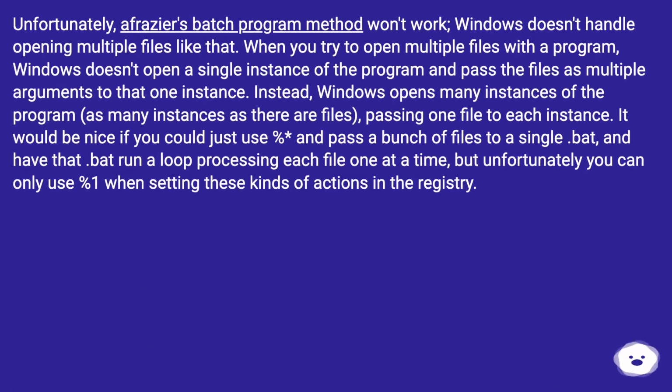Unfortunately, afrazier's batch program method won't work. Windows doesn't handle opening multiple files like that. When you try to open multiple files with a program, Windows doesn't open a single instance of the program and pass the files as multiple arguments to that one instance. Instead, Windows opens many instances of the program, as many instances as there are files, passing one file to each instance. It would be nice if you could just use %* and pass a bunch of files to a single .bat, and have that .bat run a loop processing each file one at a time, but unfortunately you can only use %1 when setting these kinds of actions in the registry.